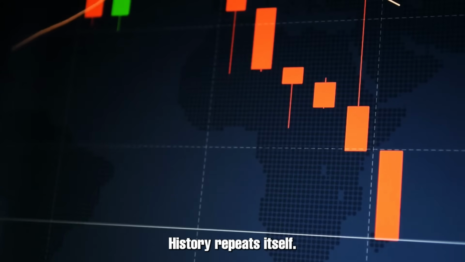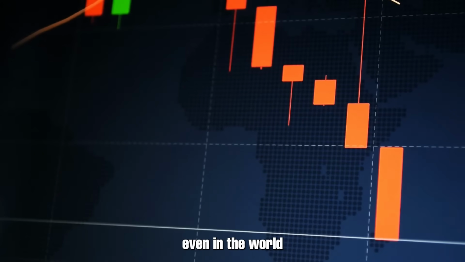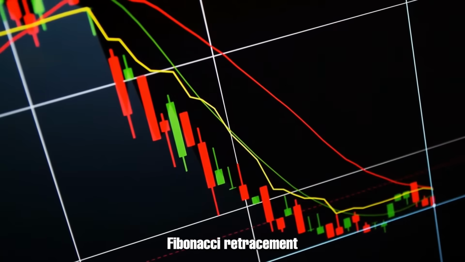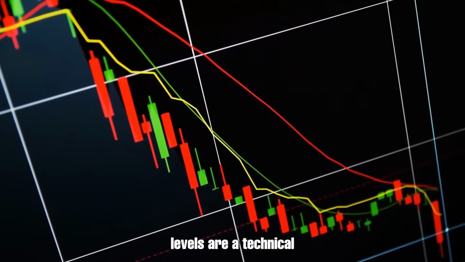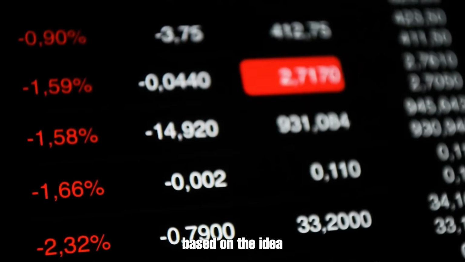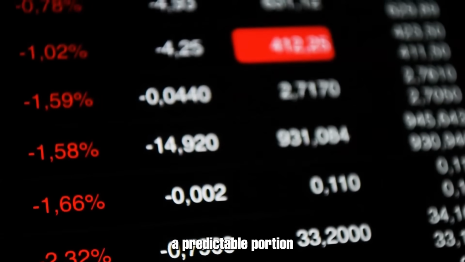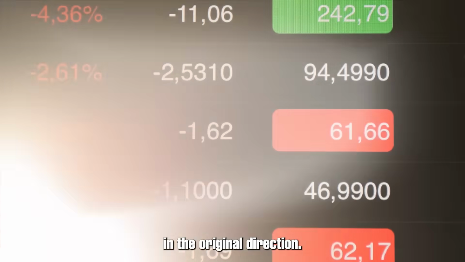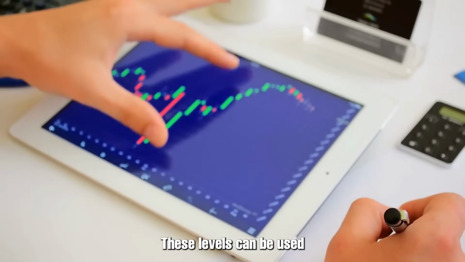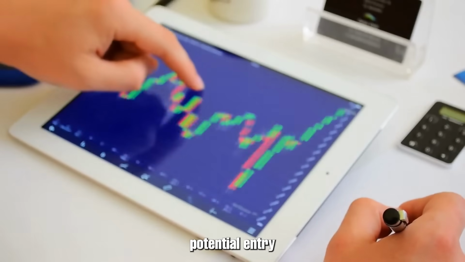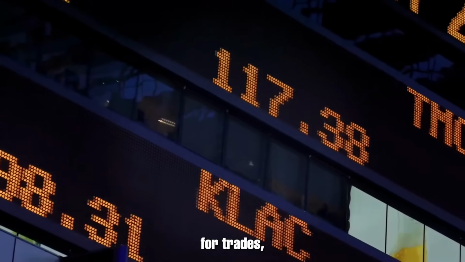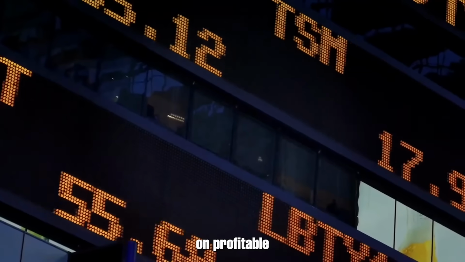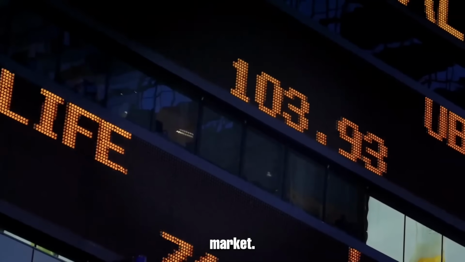Fibonacci Retracement levels. History repeats itself. This statement holds even in the world of Forex trading. Fibonacci retracement levels are a technical analysis tool based on the idea that markets will retrace a predictable portion of a move, after which they will continue to move in the original direction. These levels can be used to identify potential entry and exit points for trades, allowing traders to capitalize on profitable trends in the Forex market.